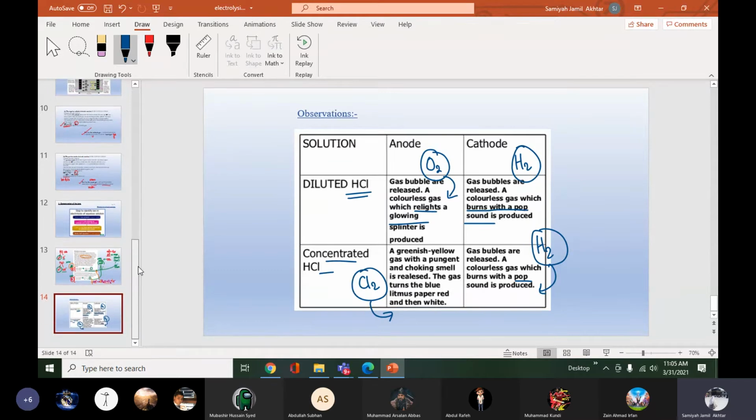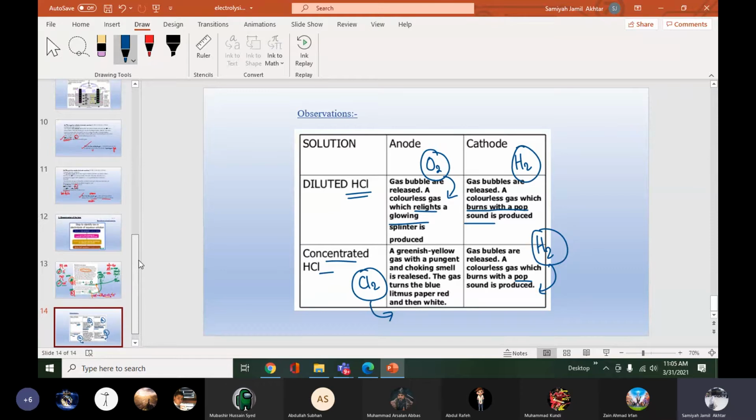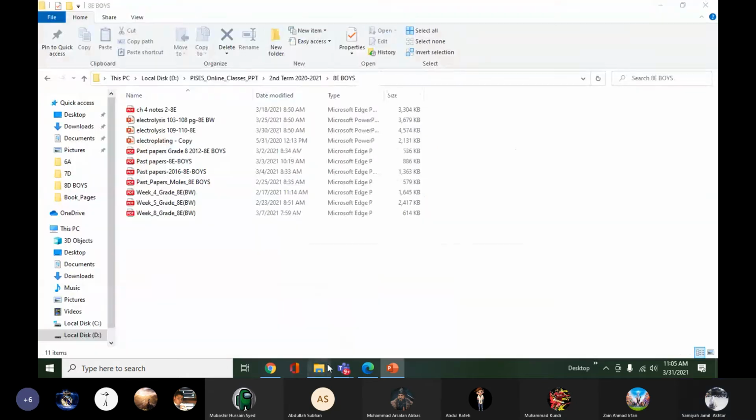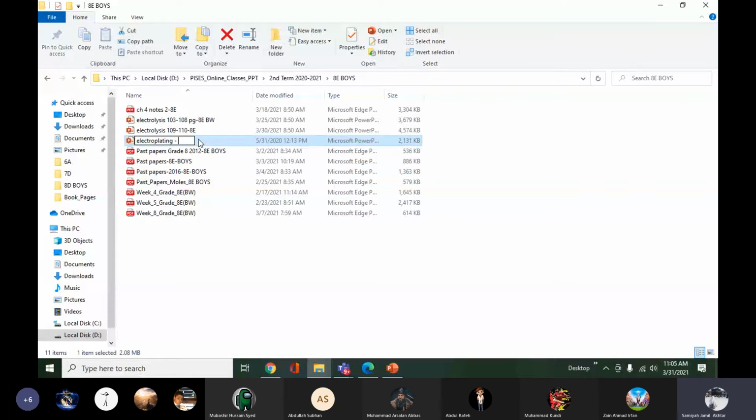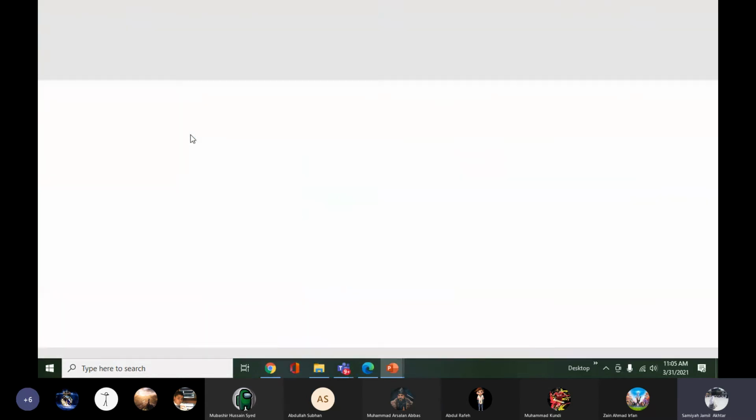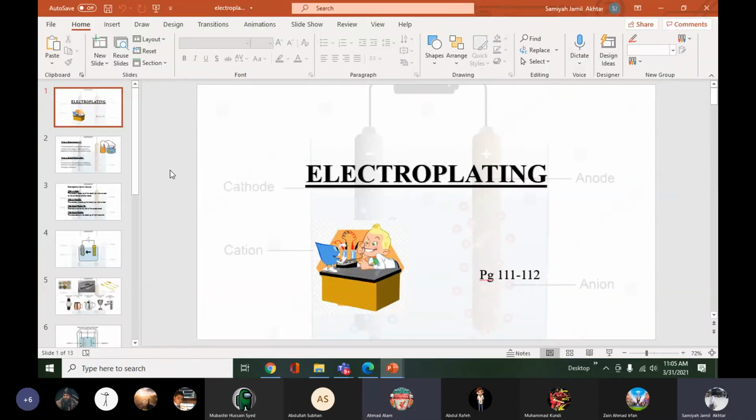Go through them. I uploaded this slide, this presentation, on OneNote, but I did not distribute it yet. After the class I will inshallah distribute it. Did you check the previous slides? I distributed them, so you must have them in your chemistry section, the first presentation. This is the second presentation, and now there's a third presentation on electroplating.